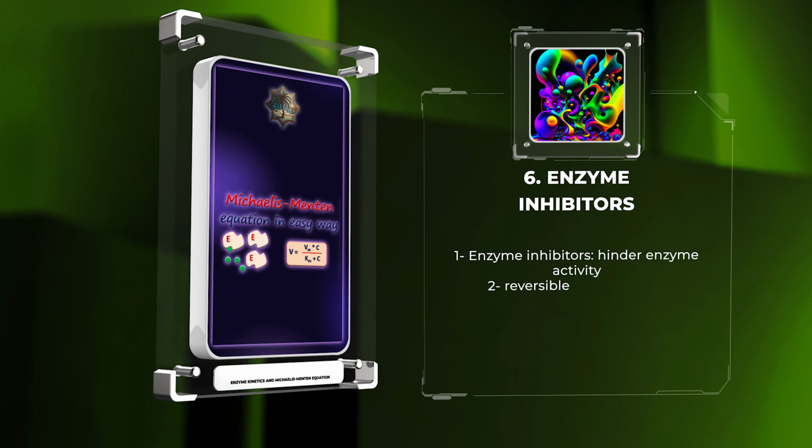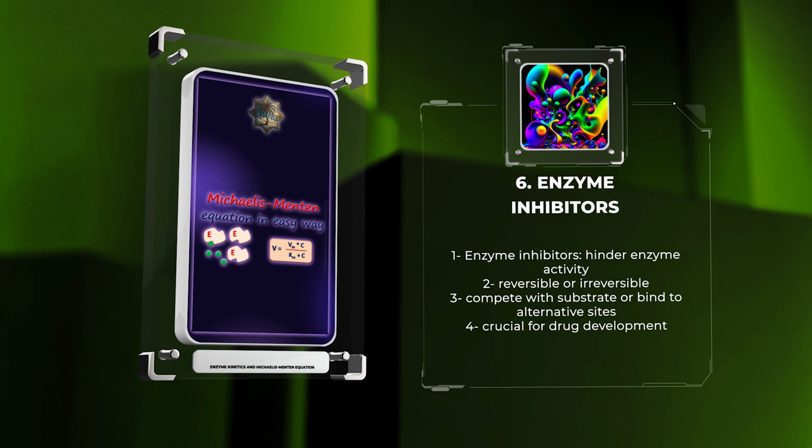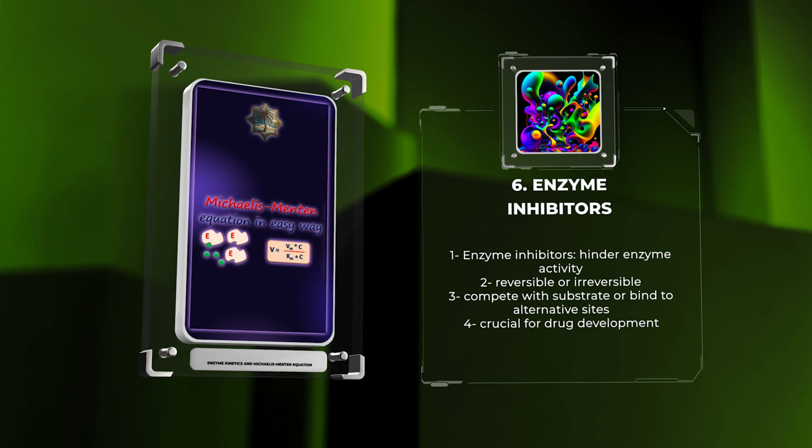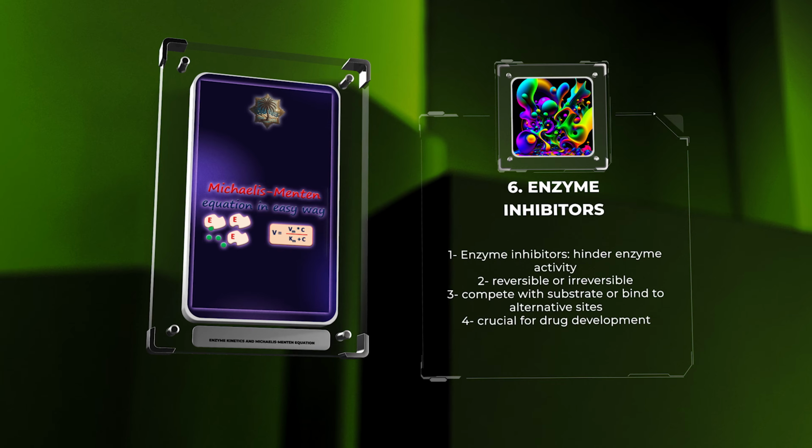Enzyme inhibitors are molecules that hinder the activity of enzymes. They can be reversible or irreversible, and can either compete with the substrate or bind to alternative sites on the enzyme. Understanding enzyme inhibition kinetics is crucial for drug development.